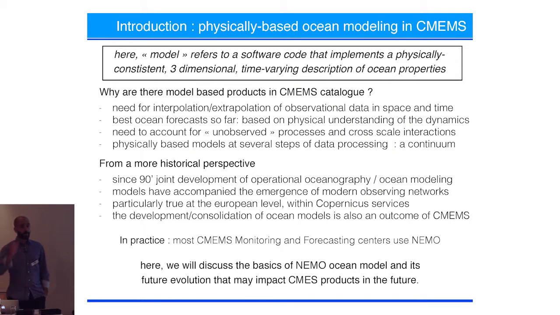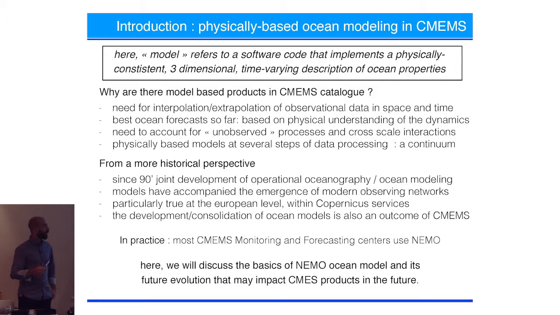So what are we talking about here? We're talking about a model. A model basically refers to the piece of software code that you're using for implementing a physically consistent description of the three-dimensional state of the ocean and its evolution. So that's something that we need for Copernicus services.